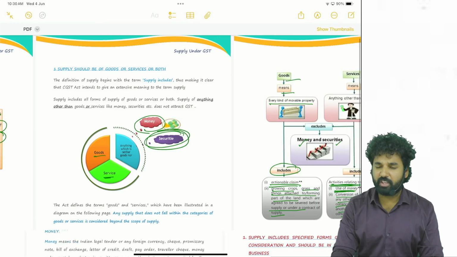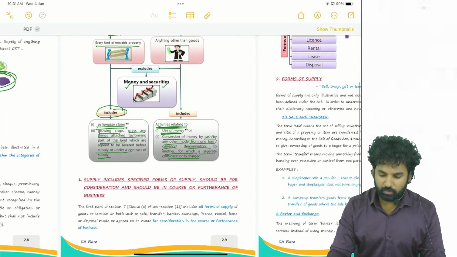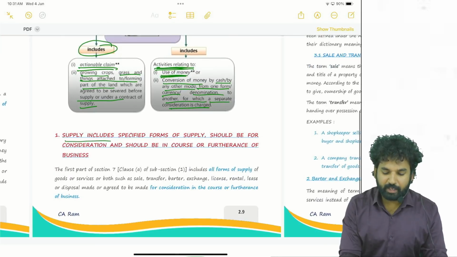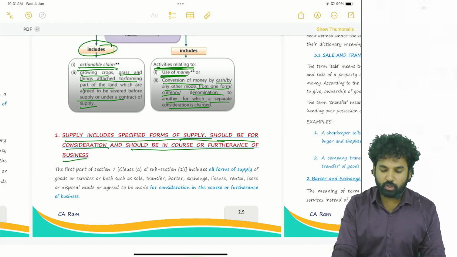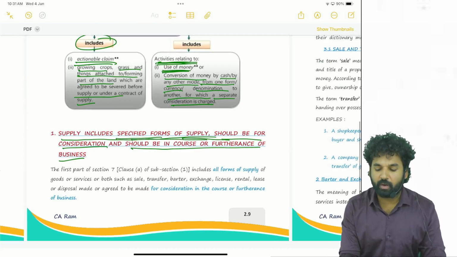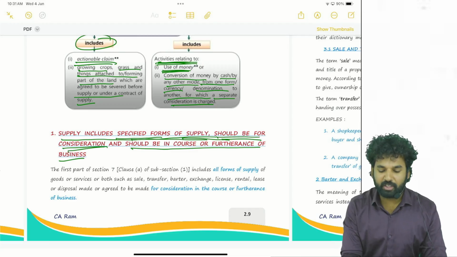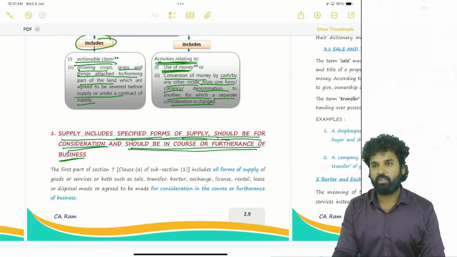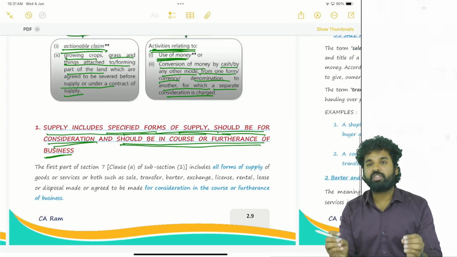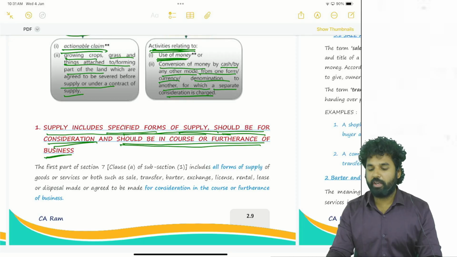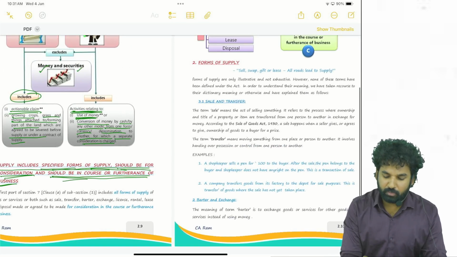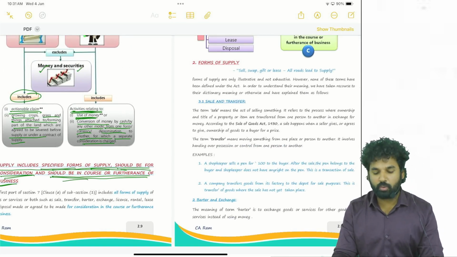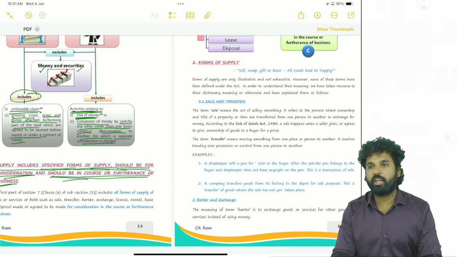So we have seen the definition of goods and services. Now comes supply. Supply includes specified forms of supply, and should be for consideration, and should be made in the course or furtherance of business. So here we need to consider the word consideration, the forms of supply, and the phrase in the course or furtherance of business. So these three have to be discussed.